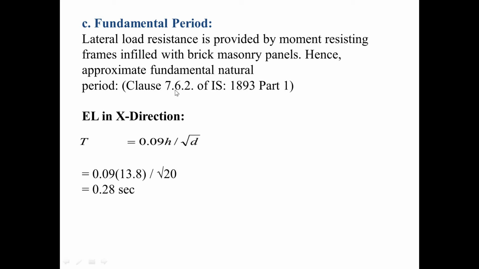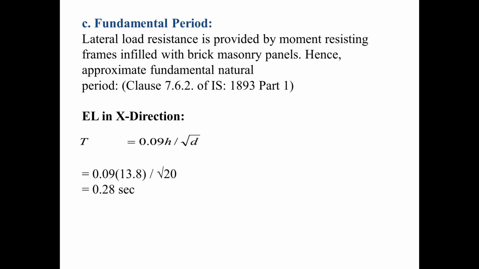So if you see the clause number 7.6.2, there is a formula available in IS 1893 part 1 for a regular building of brick infill structure. So lateral load resisting is provided by the moment resisting frame infilled with the brick masonry, and hence the approximate fundamental time period can be calculated as, so as we are having two directions, because the dimension which is available in the plan is different. Okay, because in x direction the total dimension is different, and whereas y direction the total dimension is different.